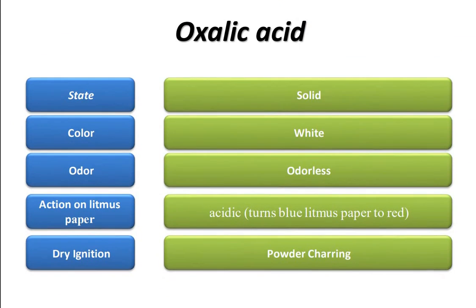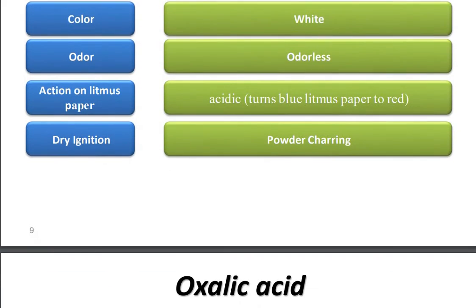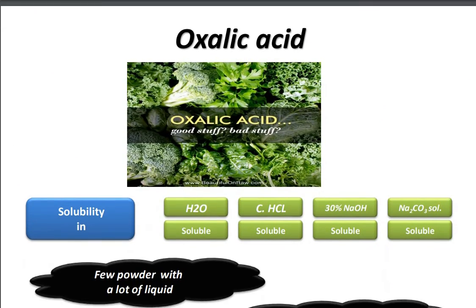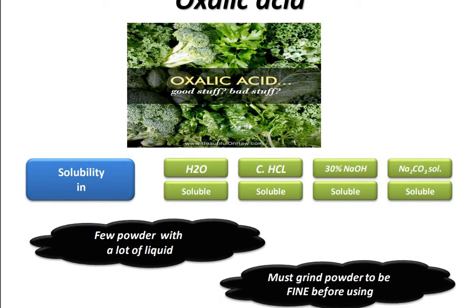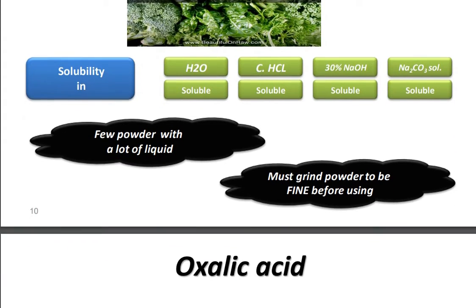Now, oxalic acid: state solid, color white, odor odorless, action on litmus paper acidic, turns blue litmus paper to red, and dry ignition powder cherry. Now, oxalic acid solubility: in water soluble, HCl soluble, 30% sodium hydroxide soluble, sodium carbonate solution soluble. So few powder with a lot of liquids. Must grind powder to fine before use.